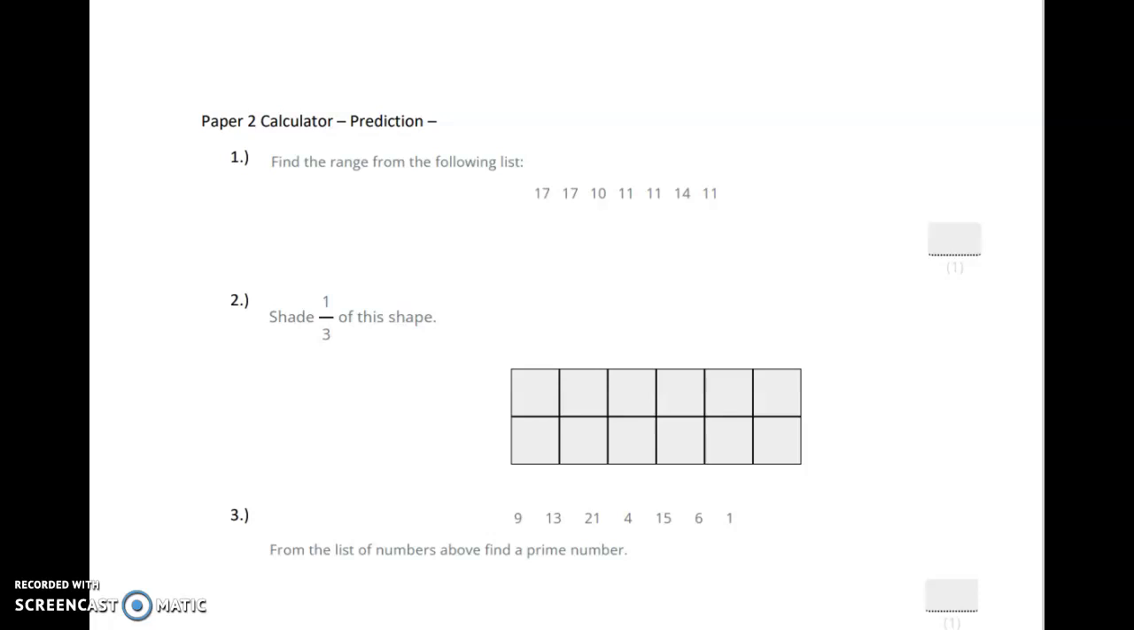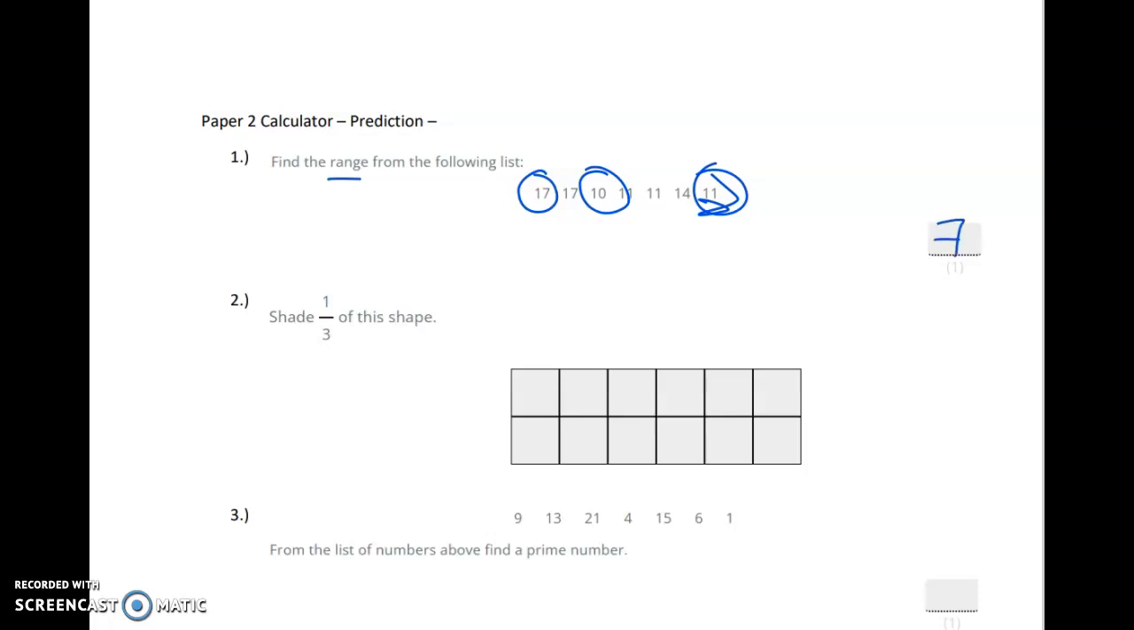Right, okay, so we're answering this paper 2 question. We'll do the first couple, do a couple of pages every video. So it says find the range. The range is, if you had a set of numbers, the difference between the highest and the lowest. So the highest is 17, the lowest looks like it's 11. No, it's not. There you go. It's 10. So the difference between 17 and 10 is 7.